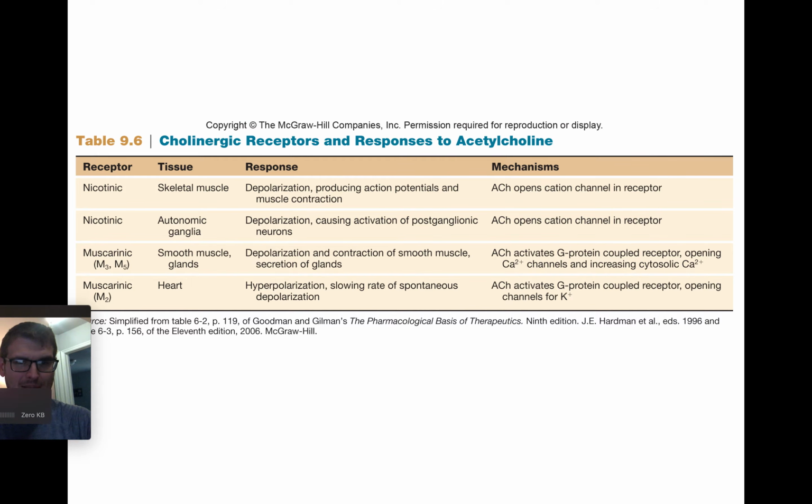So some types of muscarinic receptors are excitatory, like those you find in smooth muscle and glandular tissue. Specifically, and we'll talk about this in a lot of detail when we get to cardiovascular, the muscarinic receptors on the heart are actually inhibitory, meaning that when that acetylcholine comes from a parasympathetic postganglionic neuron, it hyperpolarizes the pacemaker cells of the heart and slows down our heart rate because it takes longer to get to threshold.